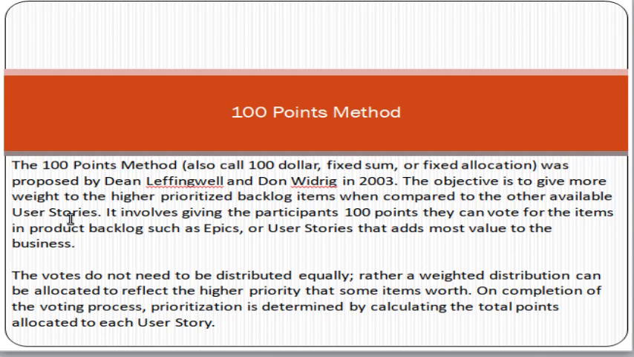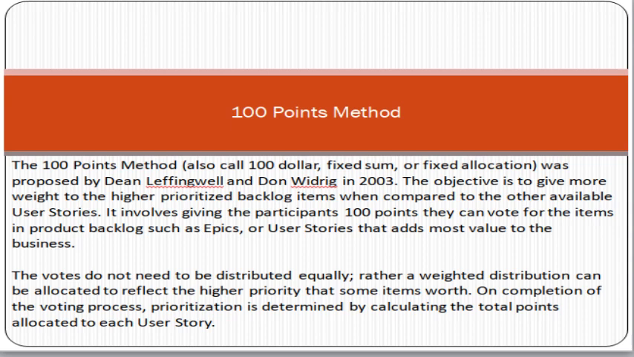So basically the 100 point method says that, for example, let's suppose you are an IT specialist. I can give you 100 points and say that you have to distribute these 100 points among 5 user stories. Based on your judgment and your understanding, you divide the 100 points among the 5 stories, and it is not necessary that these points be divided equally. Based on your judgment and opinion, you will divide those points among the user stories.